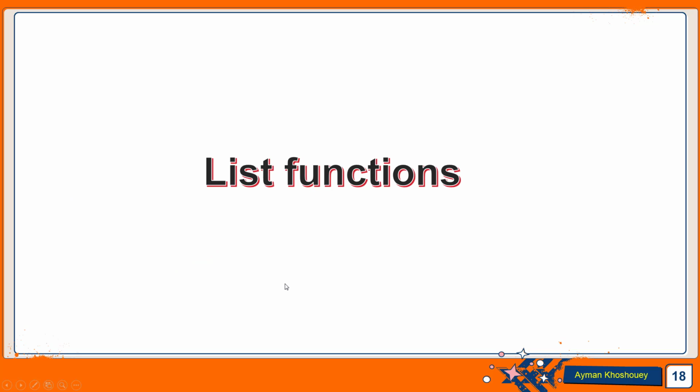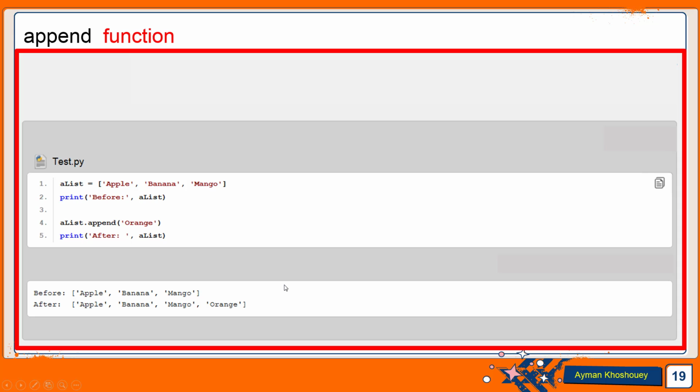The list functions, as you see, the append function is the first function. If you have a list apple, banana, mango, and print before, then list append orange, and print after, it will add orange to the end of the list. Here, before is apple, banana, mango, and after append it is apple, banana, mango, orange at the end.